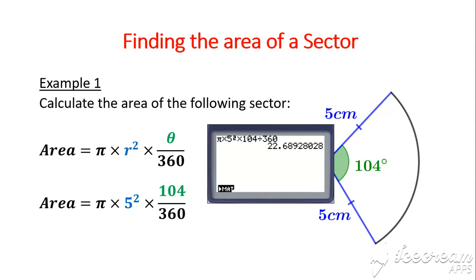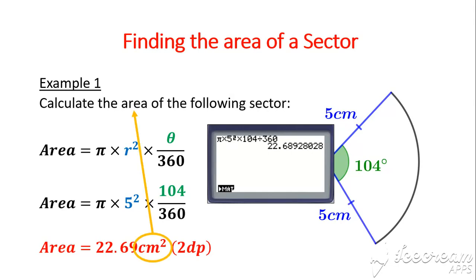Let me grab my calculator and go pi times 5 squared times 104 divided by 360 to get an area of 22.69 centimeters squared. I've rounded my answer to 2 decimal places. Now please be mindful that for area, the units are centimeters squared in this example.